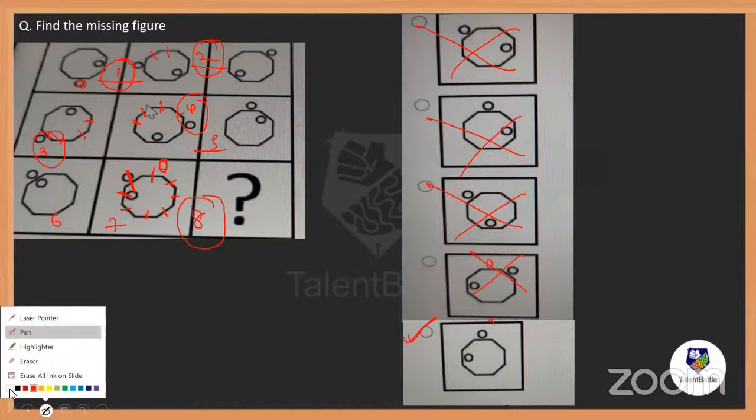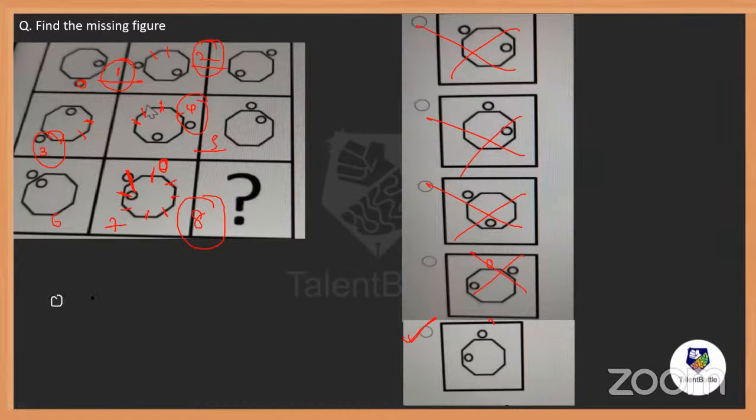For the inside figure, it's like 0 positions, 1 position skipped, 2 positions skipped. Like this, it has rotated. Outside figure, it's like 1, 2, 3, 4, 5, 6, 7, 8 positions in this manner. So what is the answer? It is the option 5th one.